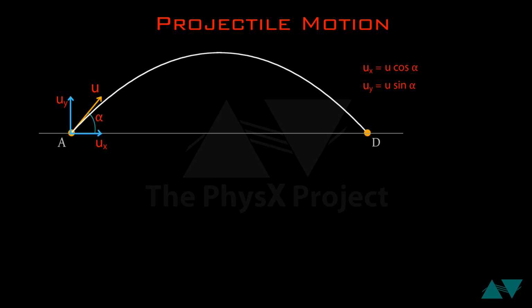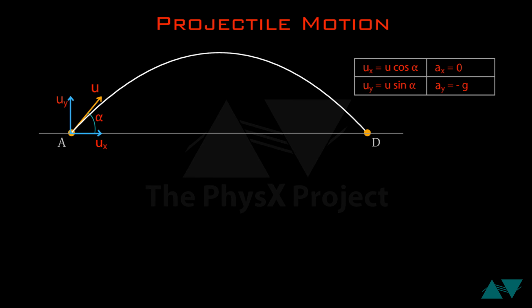From the previous video, we know there is no horizontal force on the projectile if air resistance is ignored, so horizontal acceleration ax is 0. The initial vertical velocity component is upward and so are the vertical displacements at every point on the pathway. So we will consider the upward direction to be positive. Therefore, vertical acceleration ay is negative g as it acts downward. We will keep this table handy. It's our reference for the rest of the derivations.